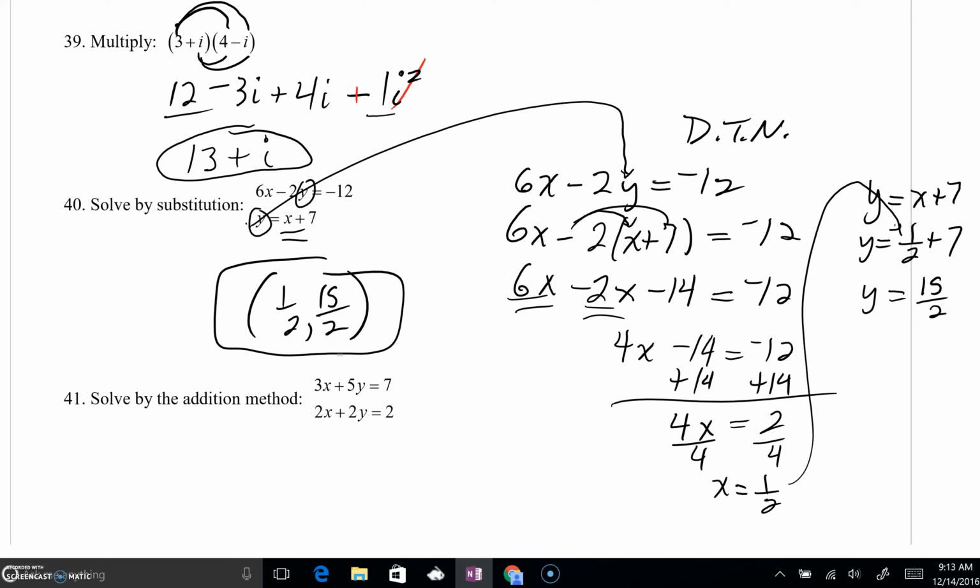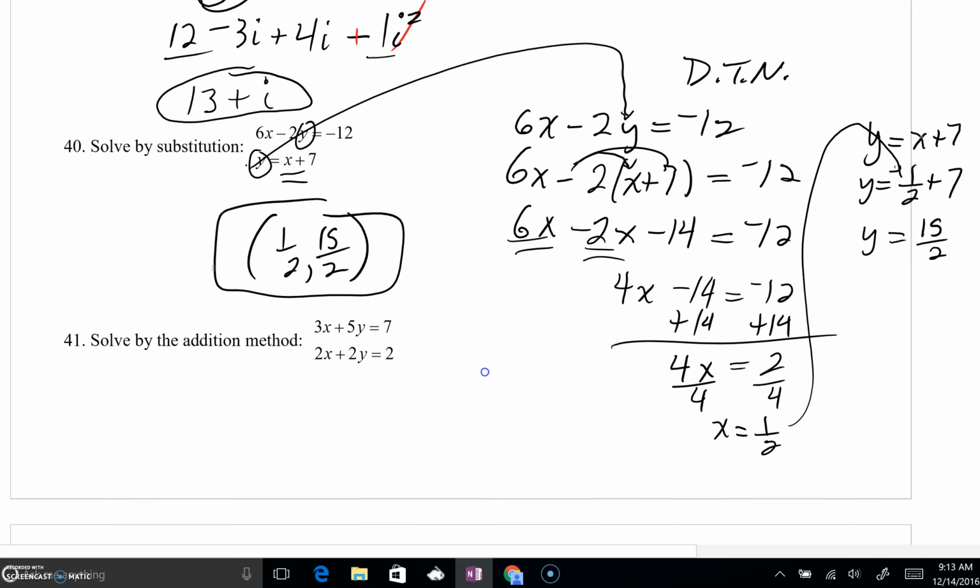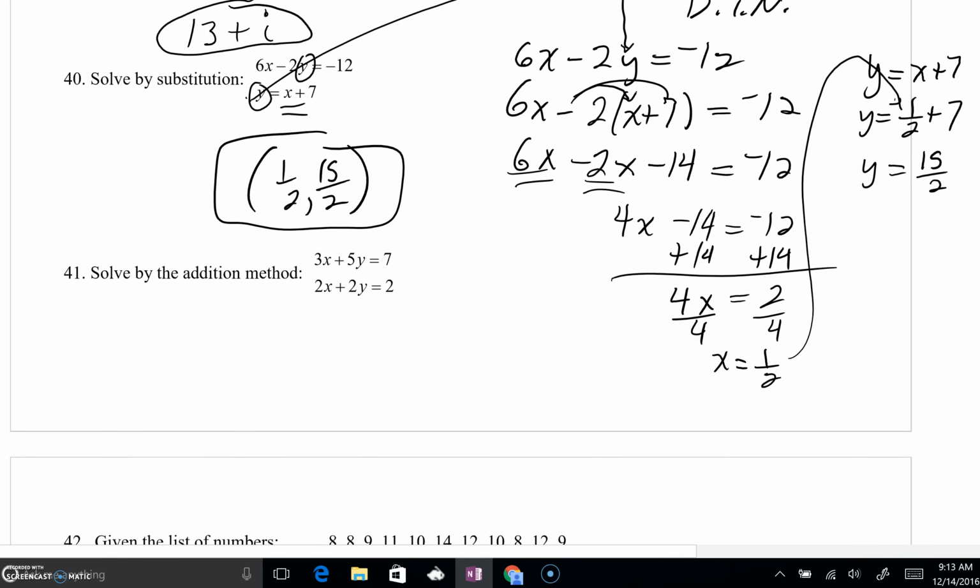Let's take a real quick look at number 41. 41, last one of this type. We're going to solve by the addition method. It's also known as elimination. And elimination really says, can we add the 3x and the 2x together and cancel? No. What we can do is multiply the top by something and multiply the bottom by something. The least common multiple between 3 and 2 is 6.